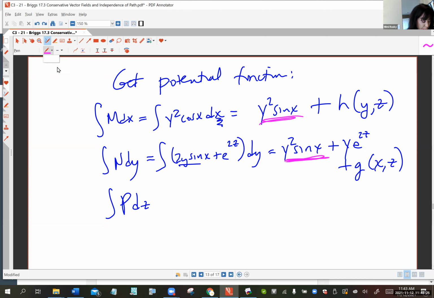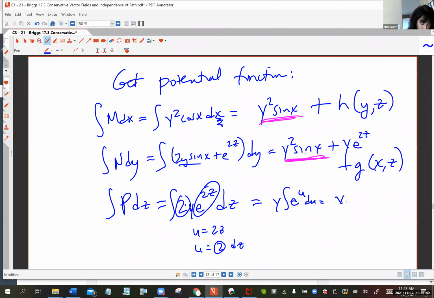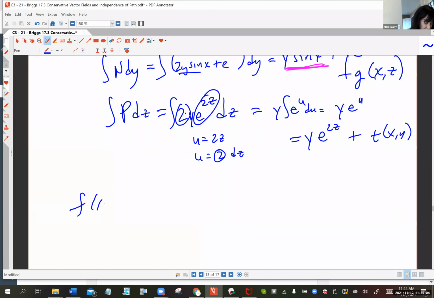So now we're going to wrap it up here with the P dz. That last component of the vector field was 2y e to the 2z. And we're going to integrate with respect to z. And if you use the exponential rule here with some u sub, you're going to get that you need a 2, but you already have a 2. So you really have y e to the u du here, which is y e to the u, which is y e to the 2z, plus some extra junk. I don't know, you're going to use up a different letter here. Call it t of x, y. And then finally, we have the potential function, which is a function of 3 variables, x, y, and z.